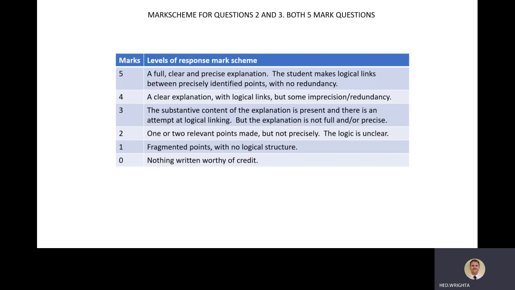Let's look at 3 marks. The substantive content of the explanation is present. There is an attempt at logical linking, but the explanation is not full and or precise. 2, 1 or 2 relevant points made, but not precisely, logical and clear.